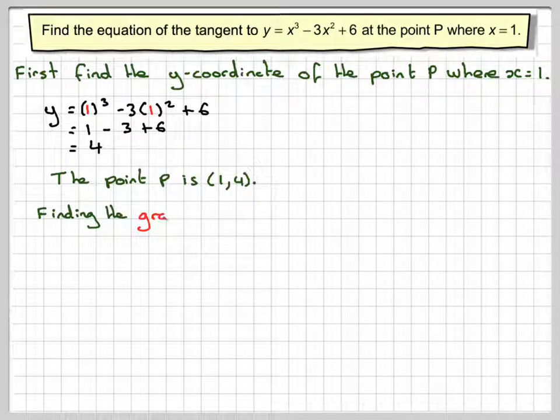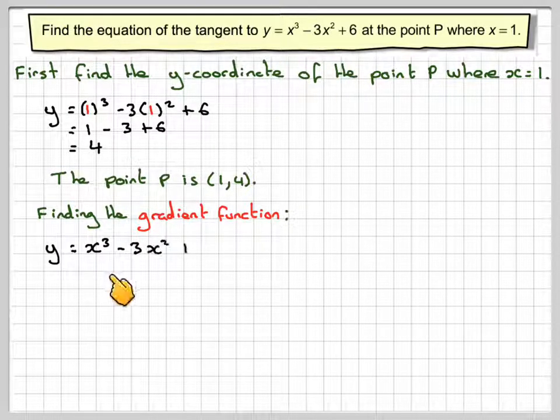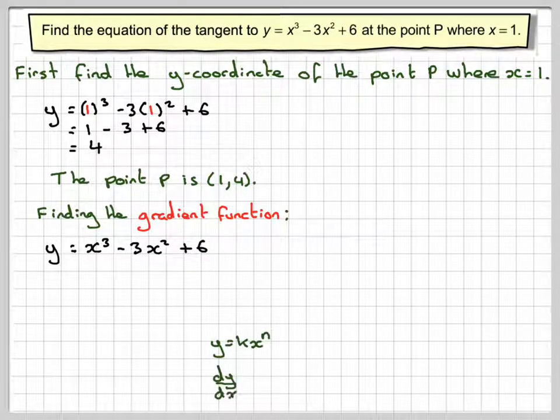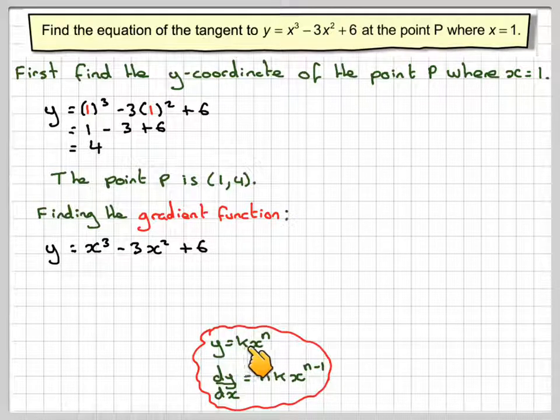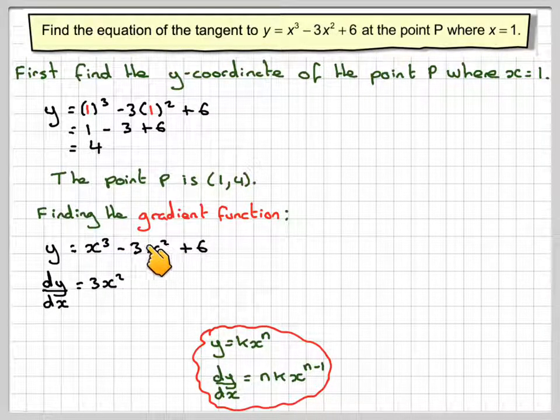Now we're going to find the gradient function of this curve. So we've got y is equal to x cubed minus 3x squared plus 6, and we're going to have to differentiate that. When y is equal to kx to the n, dy by dx is nkx to the n minus 1. Therefore, dy by dx will be 3x squared minus, to bring the 2 down in front, 6x to the power of 1. And when you differentiate 6, you get nothing.